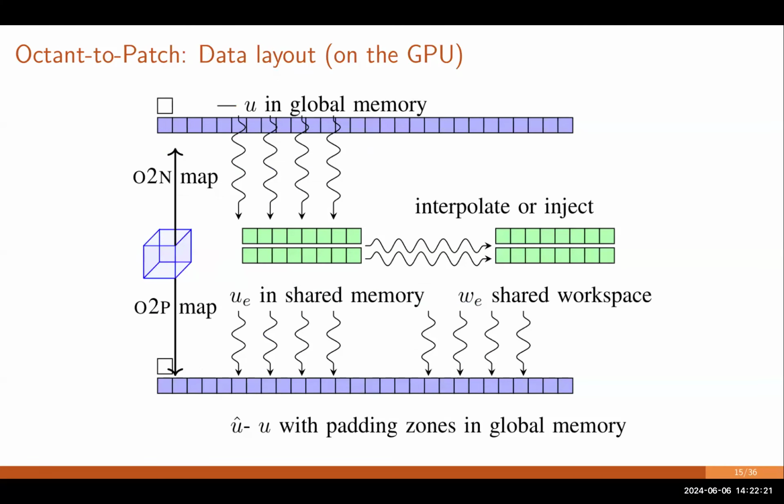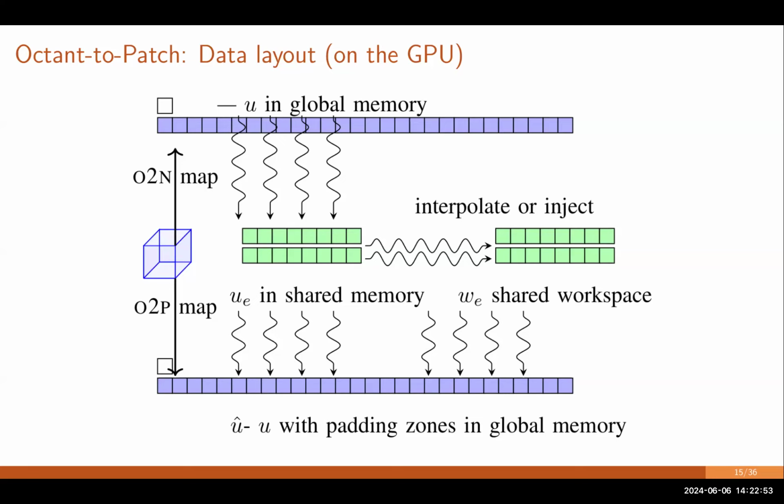So in the GPU memory, the octant-to-patch, this is how the data movement happens. Basically, in the GPU you will have the global memory and the shared memory. And once you load something from the global memory to shared memory, you can get higher performance, the more reuse you have of the data in the shared memory.